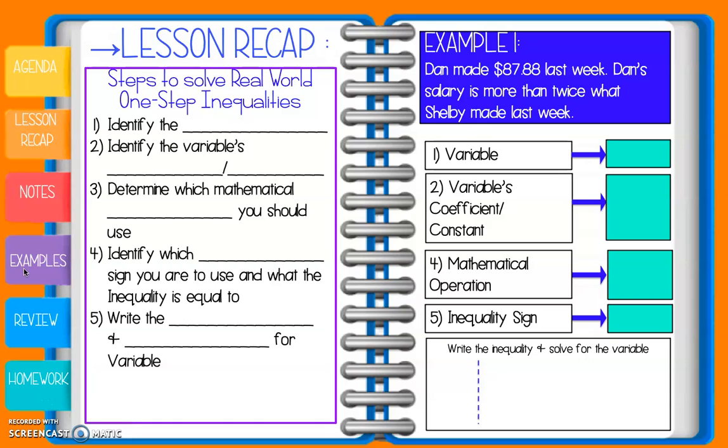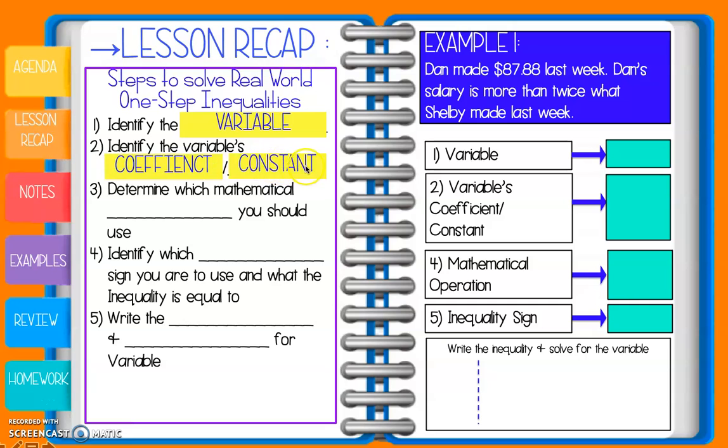Okay, so the first thing that we're going to do is identify the variable. So we're going to read over our problem and identify what we don't know. Then since it's a one-step equation, we're going to identify the coefficient or the constant. It's going to be one or the other because it's a one-step equation. Then after that, we're going to determine which mathematical operation we're going to use. Is it times? Is it add? What is it? We're going to identify which inequality symbol we can use.